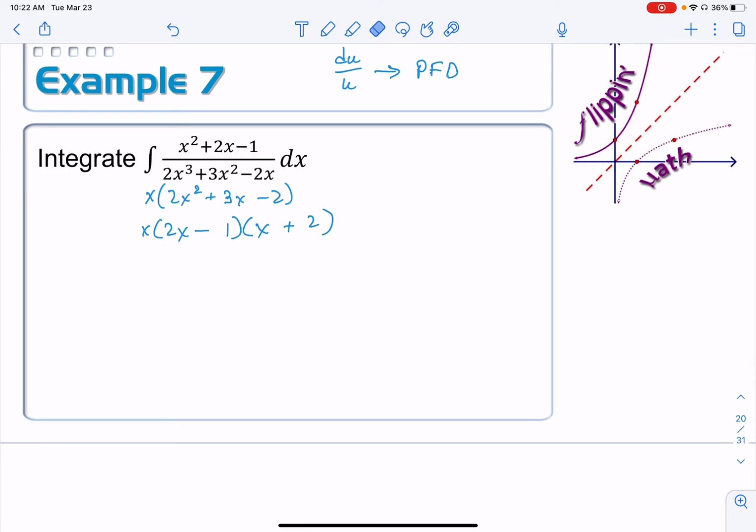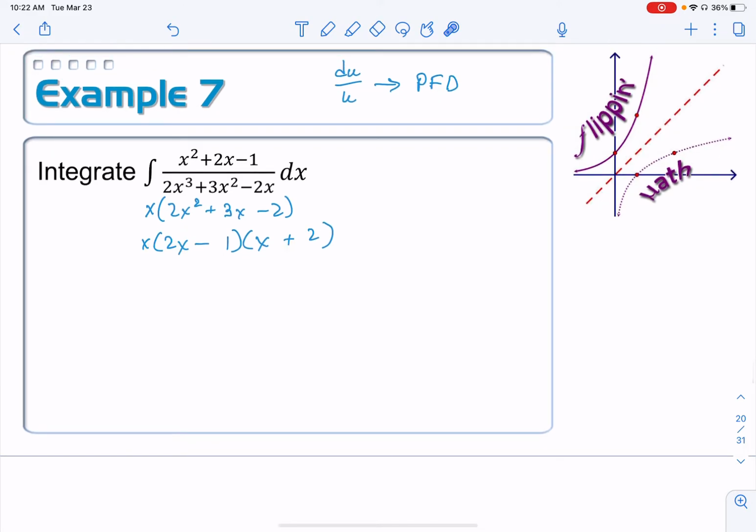So I am going to write this. Now notice I've got 3 factors here. So whenever I rewrite this as x squared plus 2x minus 1 over this new factored denominator, I need a linear factor for each one of these, meaning I need an a, b, and a c this time. A over x plus b over 2x minus 1, and then c over x plus 2.